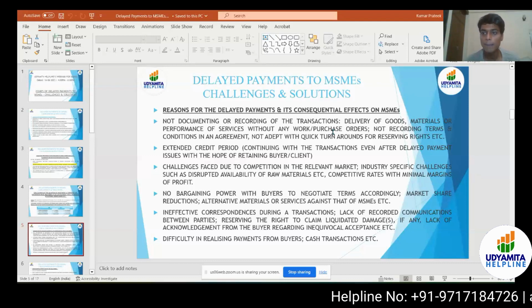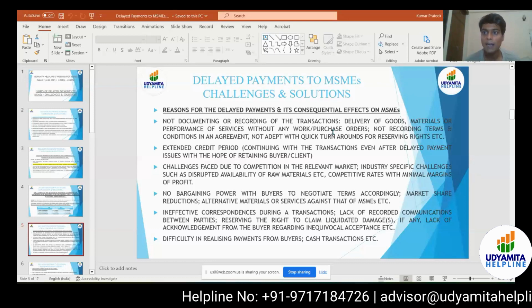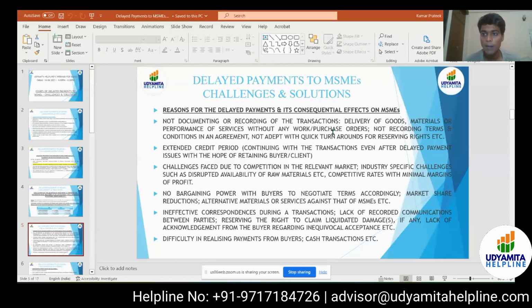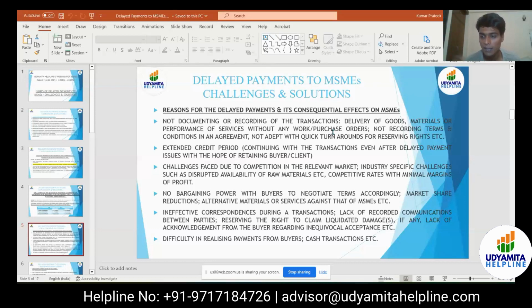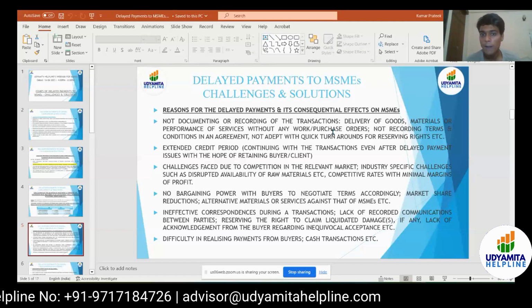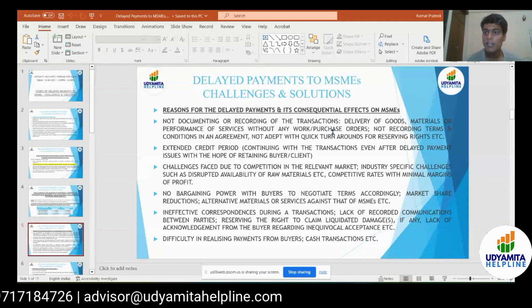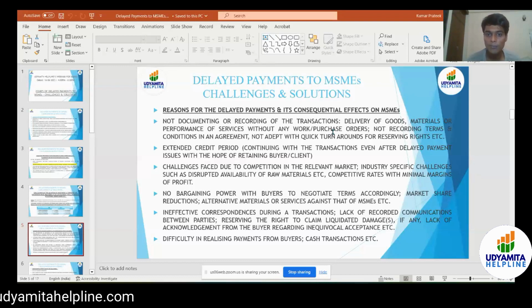So always keep in mind that the extended credit period only accumulates your claim amount on the other party, and if the accumulated amount becomes large and then the other party defaults, then it becomes really an impediment for you to go for a dispute for that large amount, right? So it is always beneficial to keep the payment terms in a reasonable time frame.